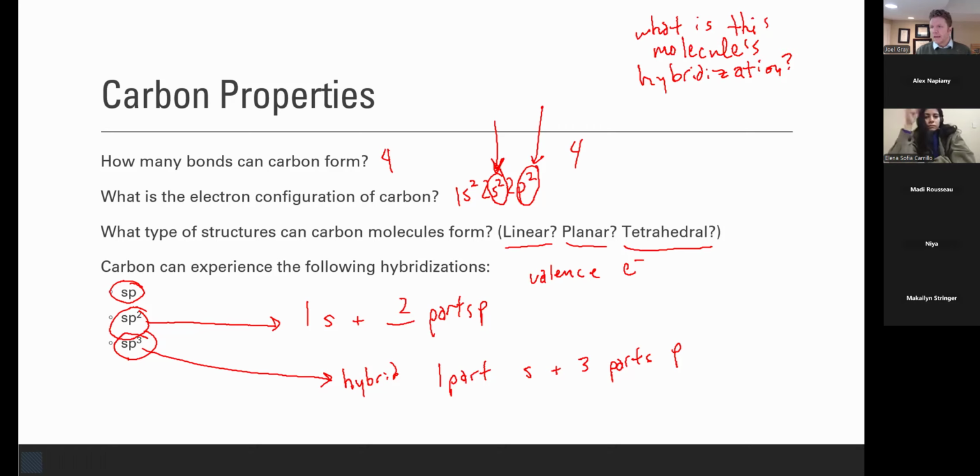And I want you guys to be able to answer that question. That question's kind of tough. Obviously, I have not written a molecule, but what is this molecule's hybridization? And what I want you guys to do is we're going to start out with the molecule CH4.